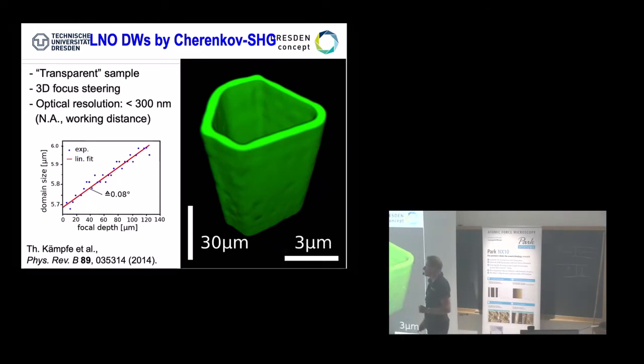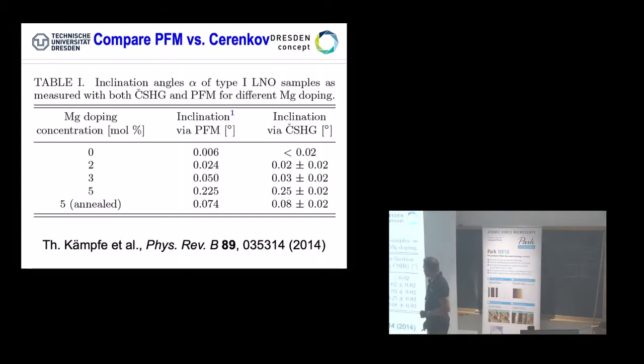And what we've been doing now is a comparison between all the PFM results that we have here and this Cherenkov. So the PFM, remember, we measure on the top and the bottom surface. And here we go really through the crystal and measure the inclination. And you see nicely, for all these different materials, that all these inclinations coincide very well. So the big relief is now that we can look inside the system and see locally how this kind of inclination goes.